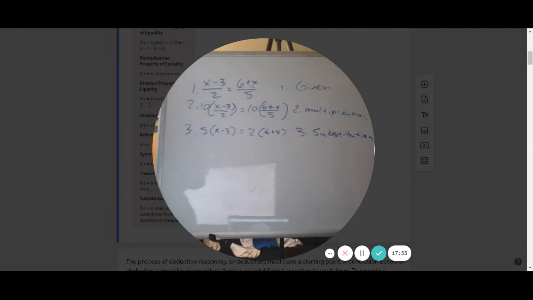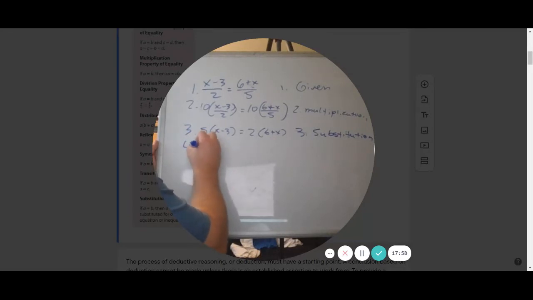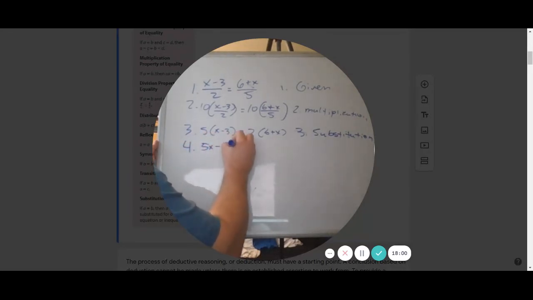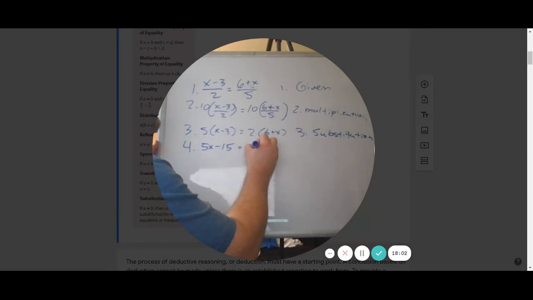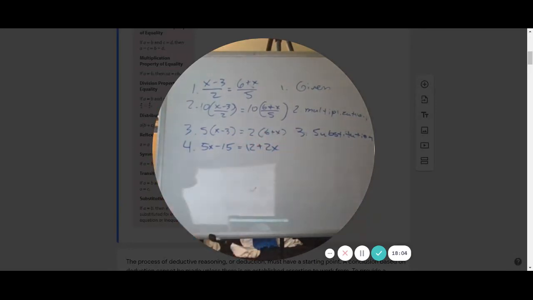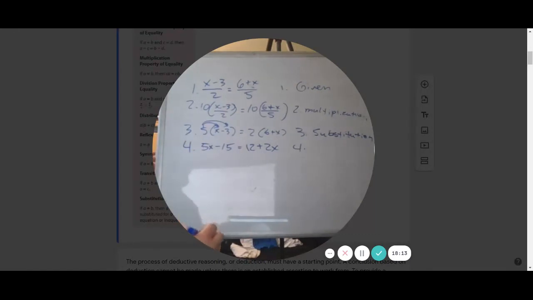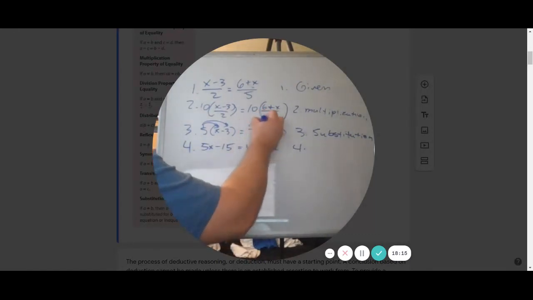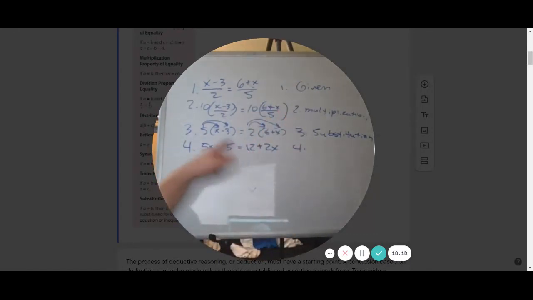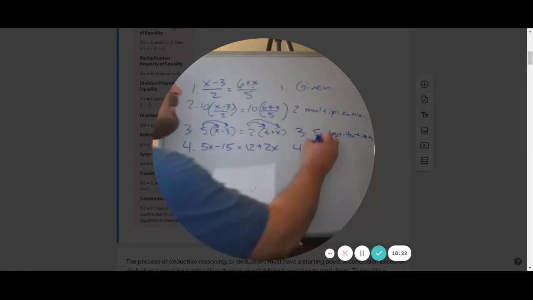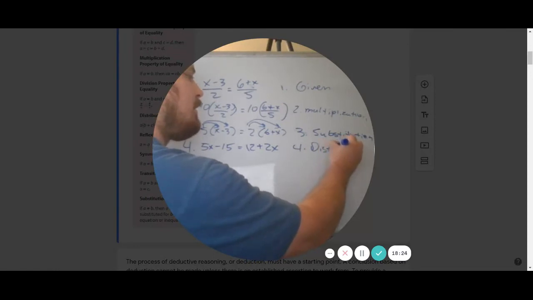Okay, so now let's look at step 4. Now in step 4, suddenly we have 5x minus 15 equals 12 plus 2x. Okay, so what did we do here? They took the 5 and did it times x, times negative 3. You see that? They did 2 times 6 times x. That's how they got here. What's that called when you take something, distribute it to both parts in the parentheses? Hopefully you got that. That's distributive property.